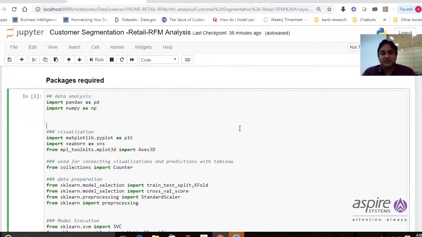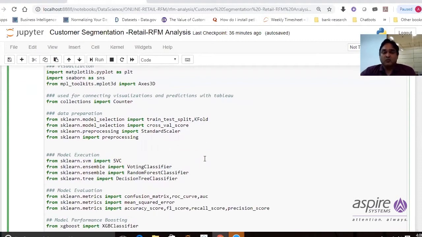For data analysis, we are using pandas. We are also using NumPy for all the mathematical computations as well as certain aspects of data analysis. For visualization, we are going to use Matplotlib, Seaborn, and certain packages that help in 3D visualization. For data preparation, we are predominantly depending on scikit-learn packages, where we have both the model selection and the pre-processing packages. We are going to use this for splitting the data. We are also going to use this for scaling the data, which is much more important when we are trying to execute a machine learning project.